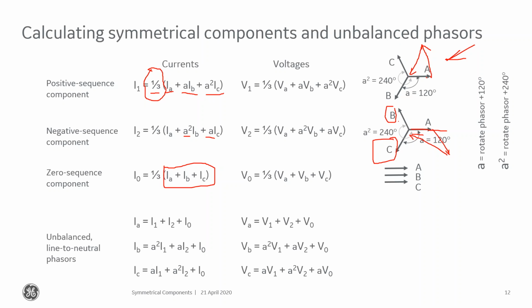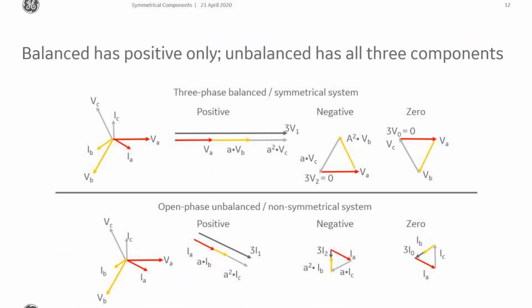Now, once I've calculated these sequence components, at some point we probably need to turn them back to phase quantities, so we know what the current is on A phase or B phase or whatever. We can use these equations on the lower part to take those back to actual phase quantities. So if I know my positive, negative, and zero sequence quantities, I can calculate my phase quantities as well.